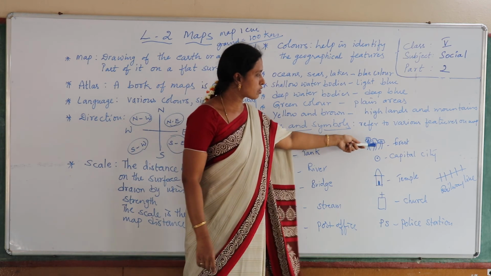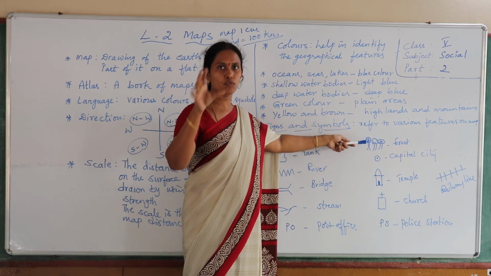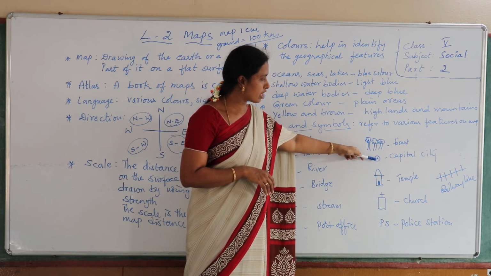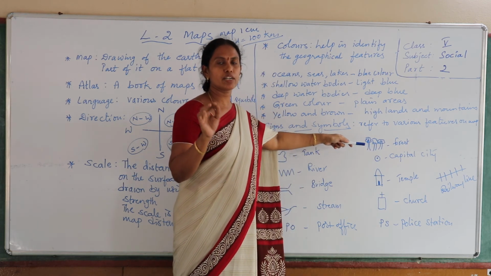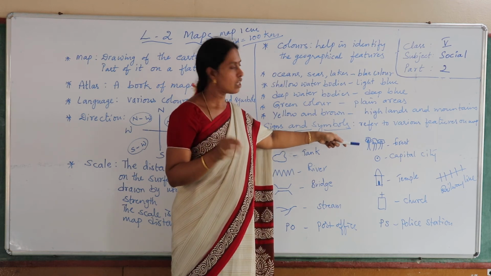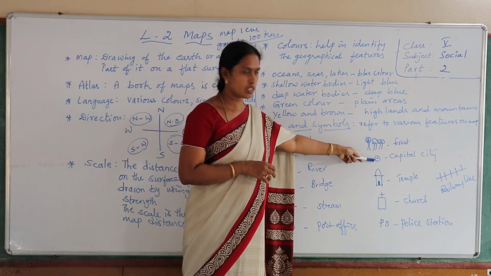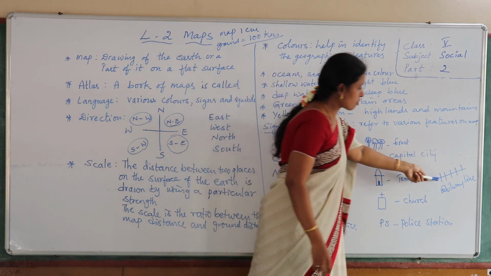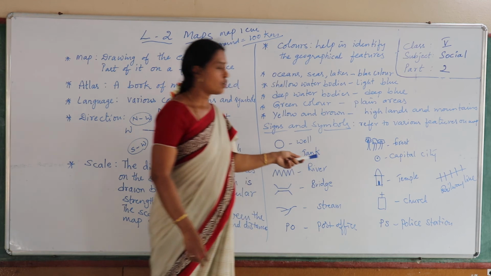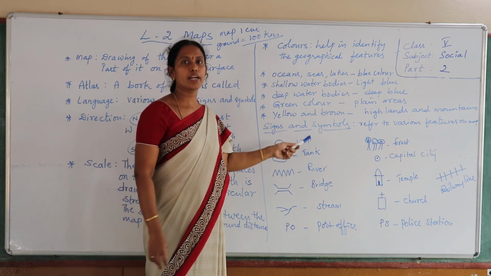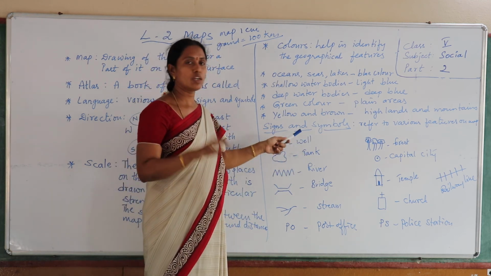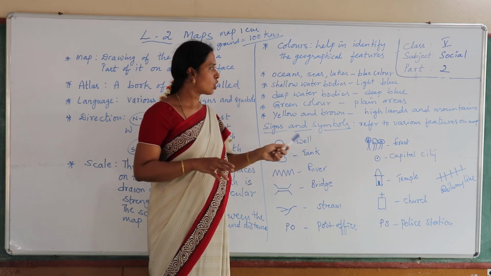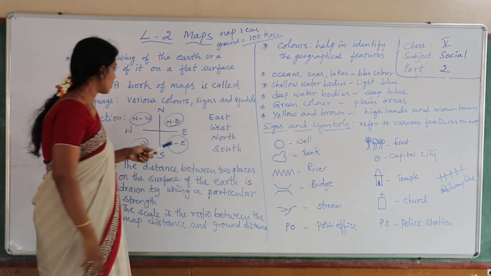Here see, if you observe these trees, there is a forest. Next, this symbol is used for capital city. We identify and denote the capital city. We keep this symbol. This is for temple and this is for church. This symbol is used for railway line. You should follow the symbols and you have to practice these symbols. If you practice these symbols, you can identify the places easily on the map.